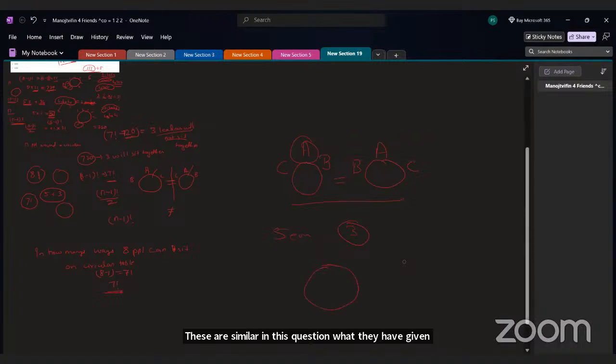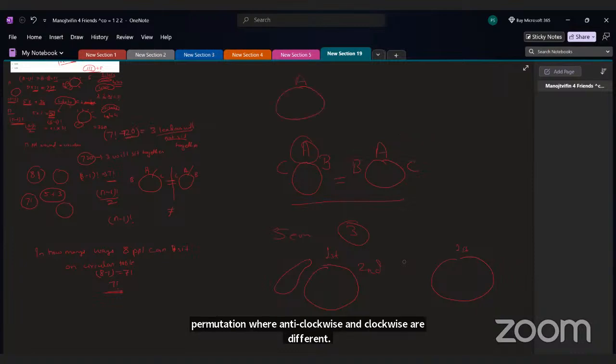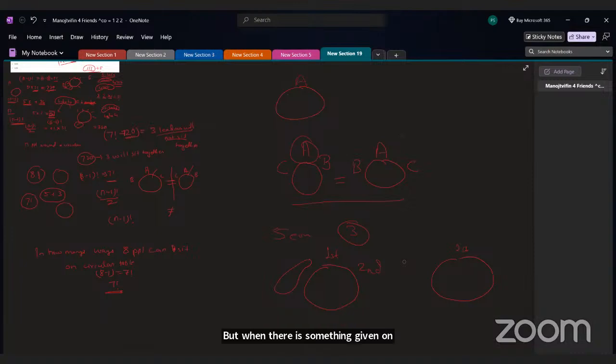So this is the first employee, and we got 3 leaders here, and then the second employee. This will be different to this. Basically, when nothing is given in the context, nothing different is given, you should consider only normal permutation where anti-clockwise and clockwise are different. But when something is given, like if it doesn't matter if C sits on the left of A or on the right of A, we should treat that as the same. Then anti-clockwise and clockwise are similar.